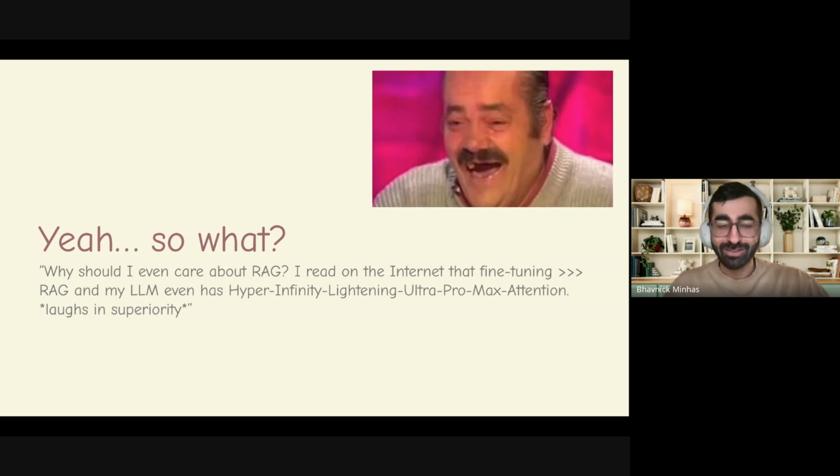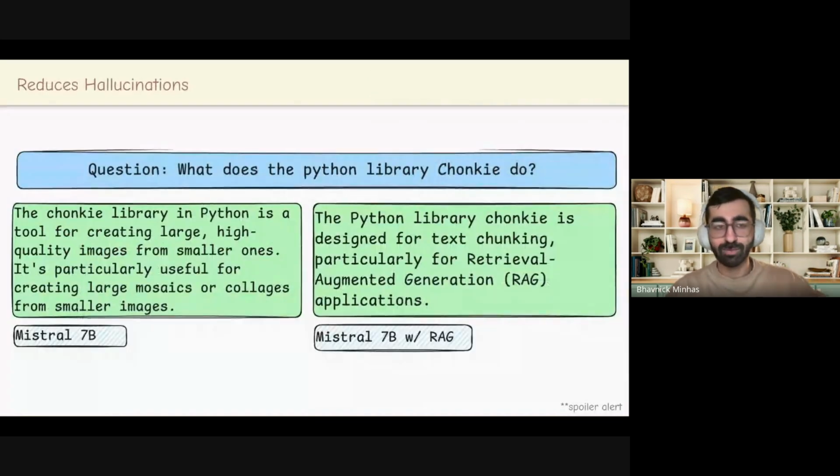So you should care about RAG if you don't already think RAG is cool enough. From my examples, it's essentially because RAG reduces hallucinations. These are examples from Mistral 7B with and without RAG, about what Chonkie does, and Chonkie is not in the training data. So Mistral actually thought Chonkie is a tool for creating large, high-quality images from smaller ones. Which is pretty cool, by the way. If I did not make Chonkie into a chunking library, I'd probably make that. But it doesn't do that actually.